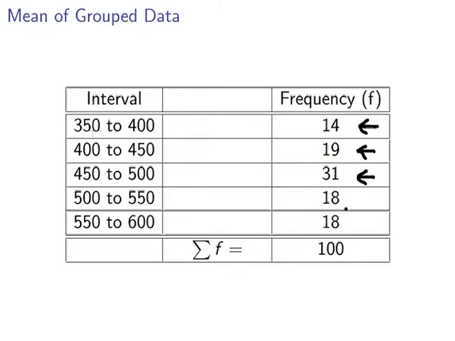All of the frequencies sum up to 100. So altogether, we're dealing with 100 items. So the sum of f equals 100. It's these 5 values here added up.